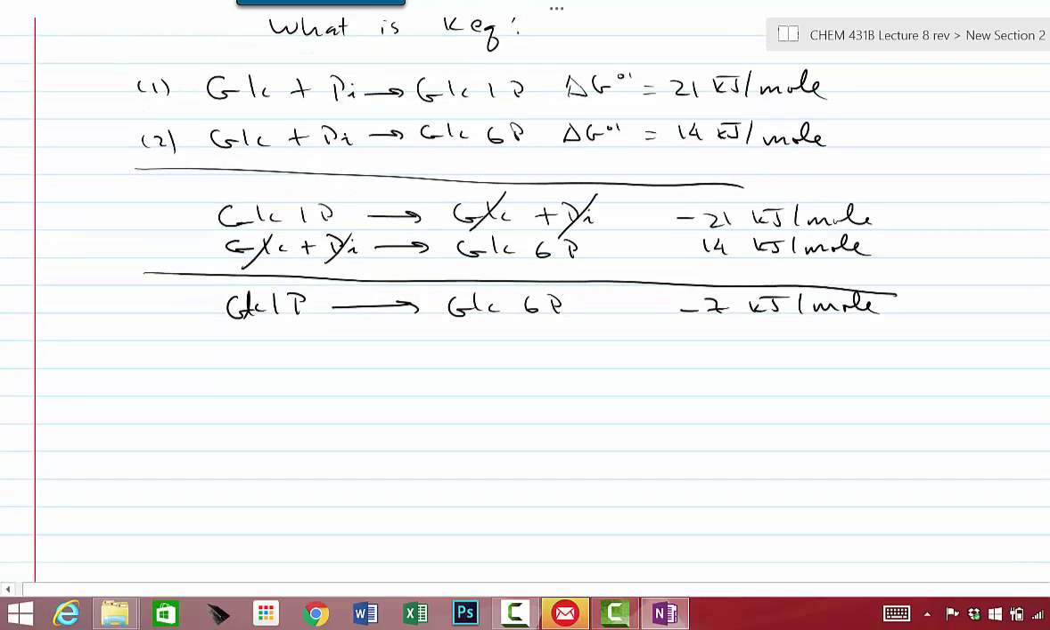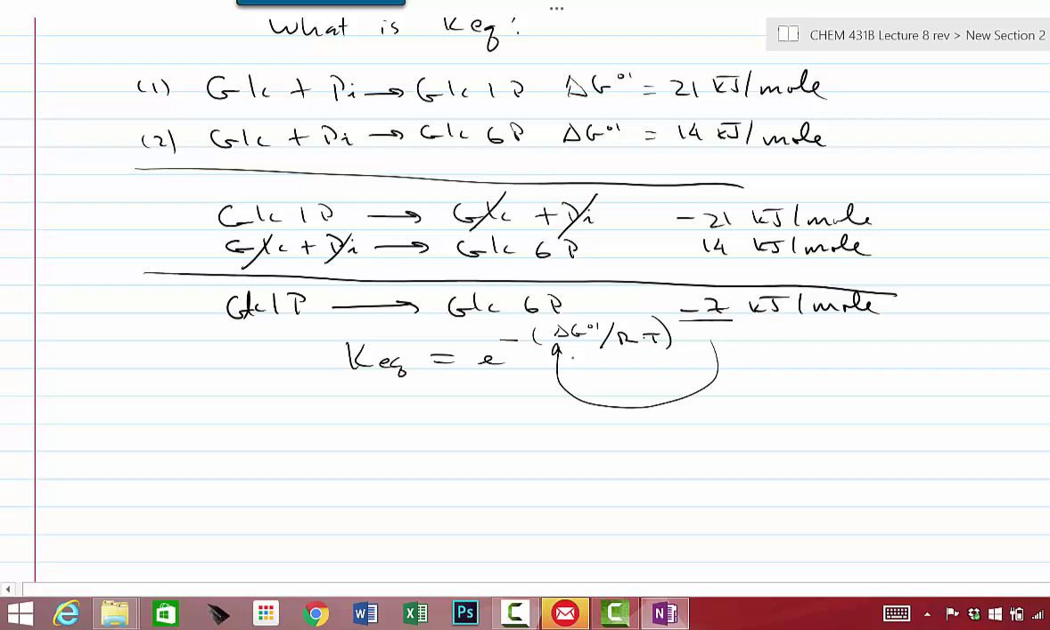Well, that doesn't give us the answer yet. Remember, we want K equilibrium. But remember, I had solved for K equilibrium last time, and K equilibrium is going to be equal to e to the minus delta G under standard conditions divided by RT. And I have all this information from this. I'm going to plug in this value into here, and I have RT, and I'll get the K equilibrium.